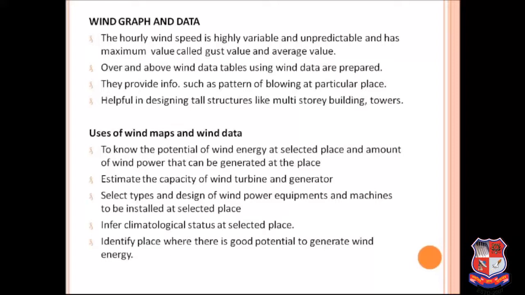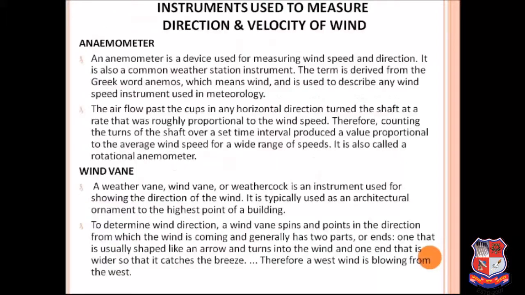The uses of wind maps and wind data. It helps us to know the potential of wind energy at selected place and how much wind power can be generated at the place. To estimate the capacity of wind turbine and wind generator. It also helps in selecting types and design of wind power equipments and machines that need to be installed at the selected place. It helps us in inferring the climatological status at any selected place. Lastly, it also helps us to identify where there is a good potential to generate wind energy.